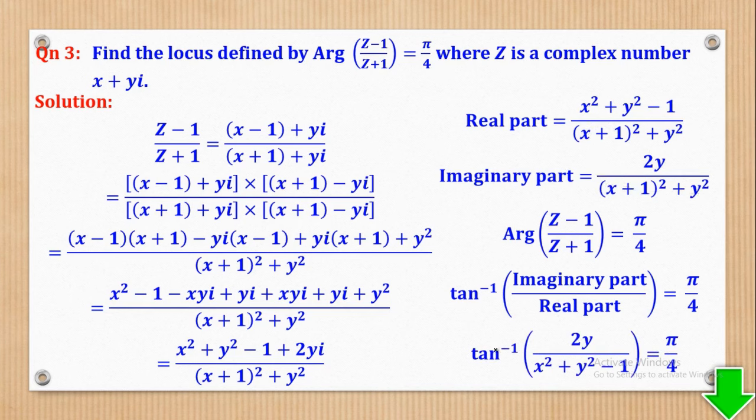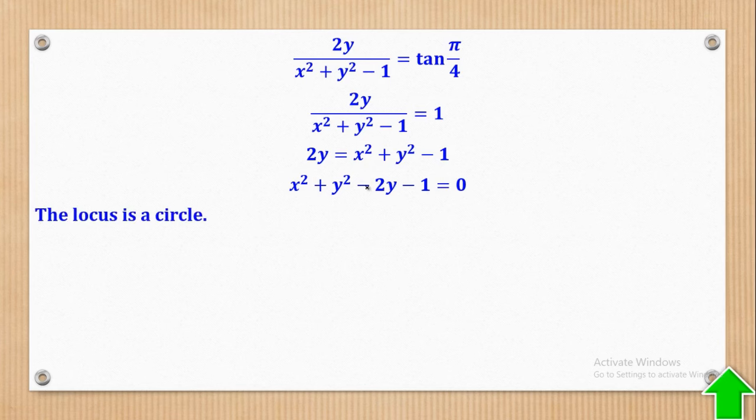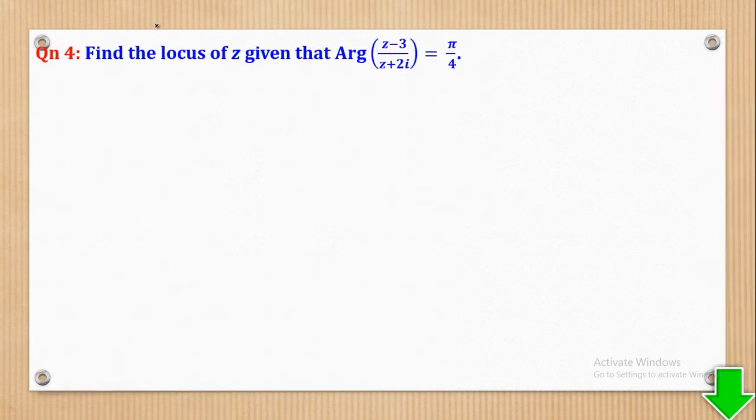Then from there I'm going to take this, turn this side. So let's see that in the next slide. So take turn this side to come up with that, and tan pi over 4 will be positive 1. Then cross multiply and rearrange to come up with this locus. So the locus is a circle.